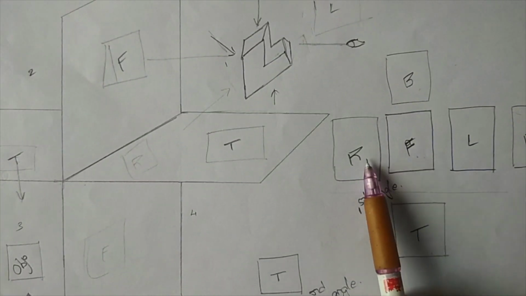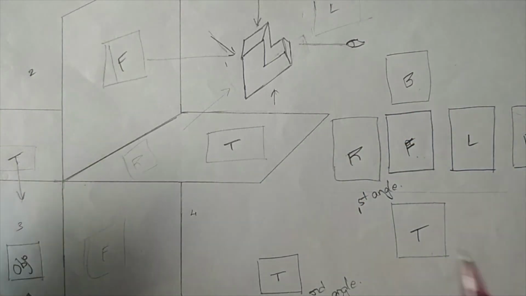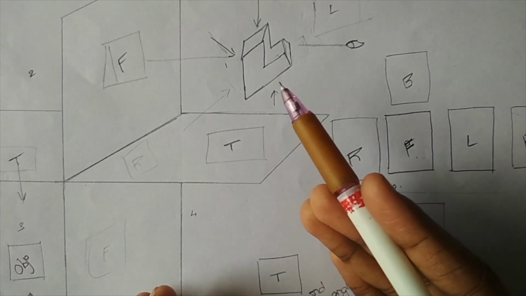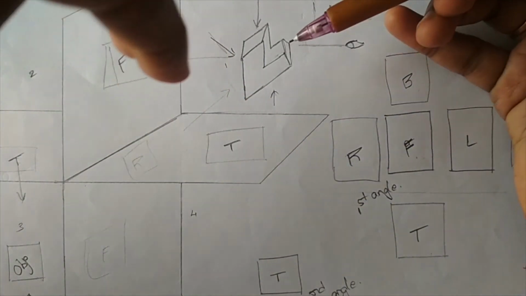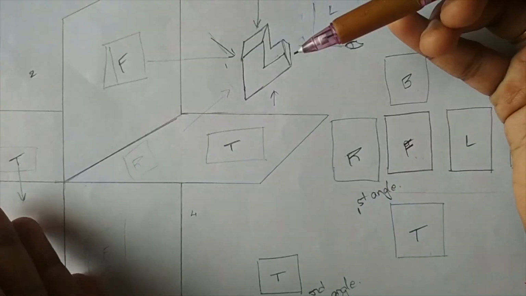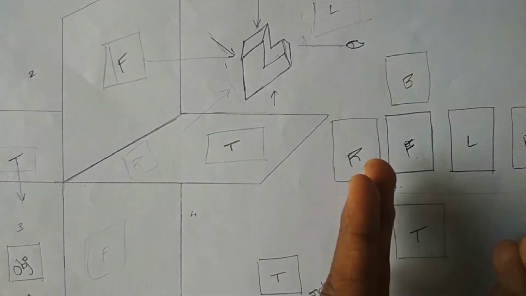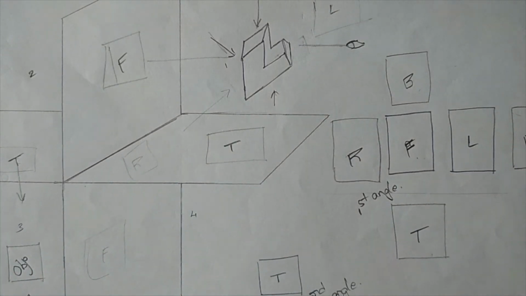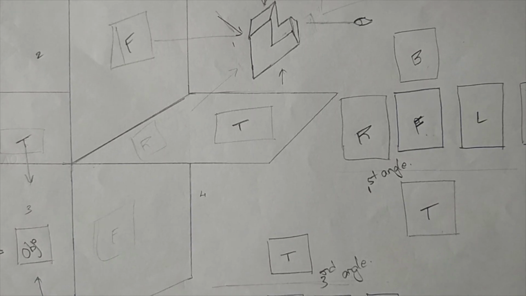Why have we drawn the right side view on the left? Because if you see from this side, as it is the front view and top view, if you see from the right, it will project on the opposite plane. So the drawing will be situated on the left side of the front view. So this is the difference between first angle projection and third angle projection. Hope you are clear with this.